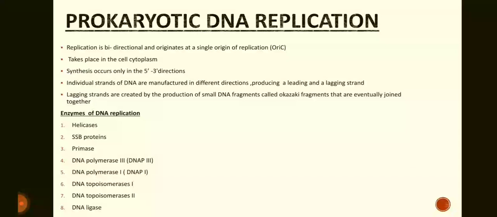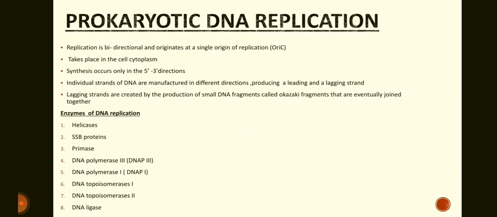The basic features of prokaryotic DNA replication are that replication is bidirectional, which means it is a type of DNA replication where replication moves along in both directions from the starting point. This creates two replication forks moving in opposite directions at a single origin of replication. Prokaryotic DNA replication takes place in the cell cytoplasm. DNA synthesis occurs only in the 5' to 3' direction. Individual strands of DNA are manufactured in different directions, producing a leading and a lagging strand.